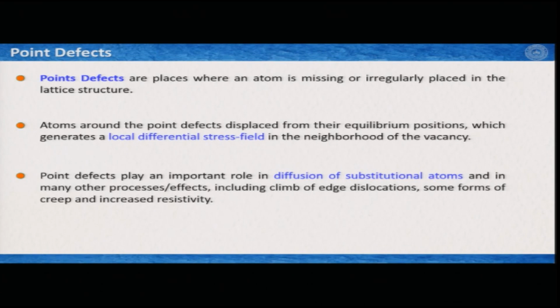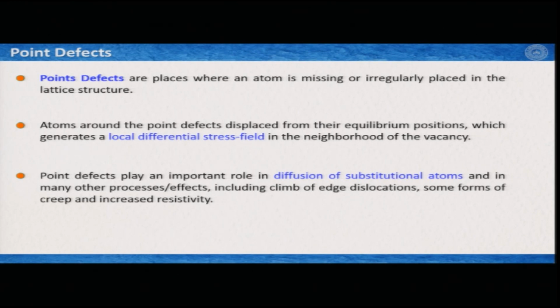Now, what is a point defect? Point defects are places where an atom is missing or irregularly placed within the lattice structure. So, atoms around the point defects are displaced from their equilibrium positions. Of course, if the crystal is not in equilibrium, there must be something wrong, and this wrong thing is either one atom or one element is missing, or it is placed somewhere where it should not be.